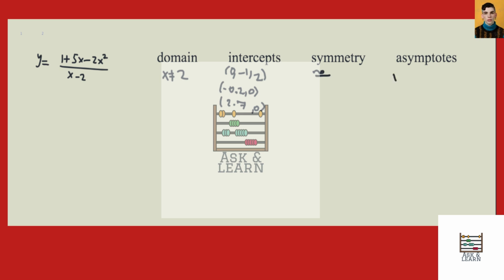Asymptotes, we have a vertical one. As we said previously, the denominator can't be 0, so we have a vertical one at x equals 2. And we do have a slant asymptote. Let's solve for that using polynomial division. So I'm going to reorder this just so that I have my highest terms in the beginning and my lowest terms at the end.